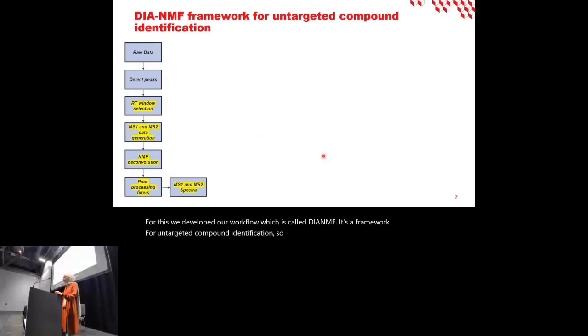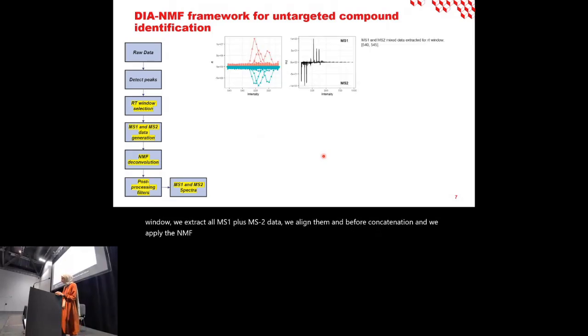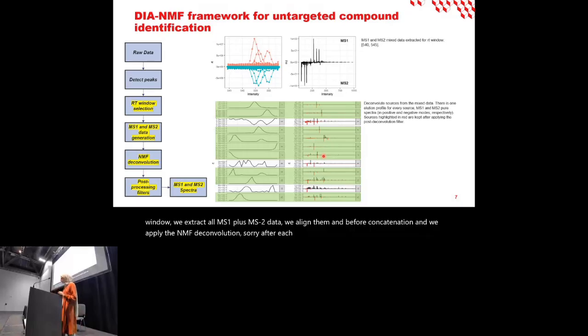So we detect the MS1 peaks from the raw data using XCMS. Then, at each iteration, we select a retention time window. For each time window, we extract all MS1 plus MS2 data. We align them before concatenation, and we apply the NMF deconvolution. After each deconvolution, from each retention time window, we have all the pure sources for all existing metabolites or compounds in this window. We apply some post-processing filters to delete noisy or meaningless biological sources.